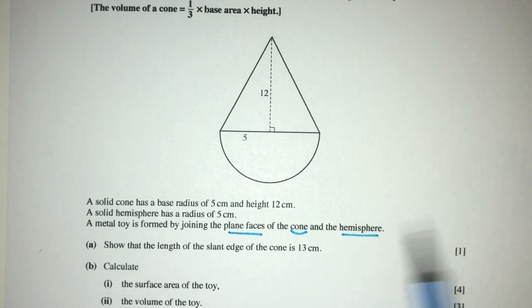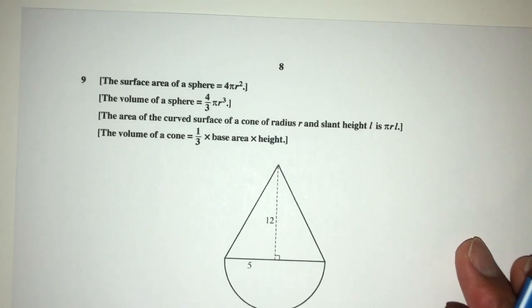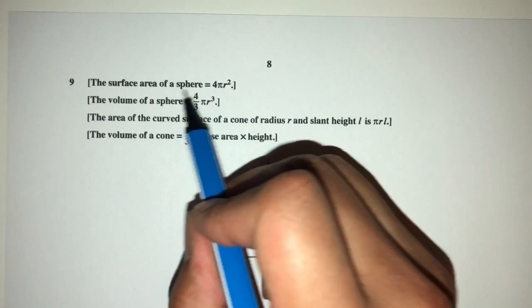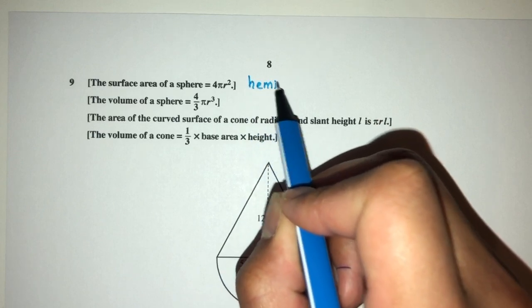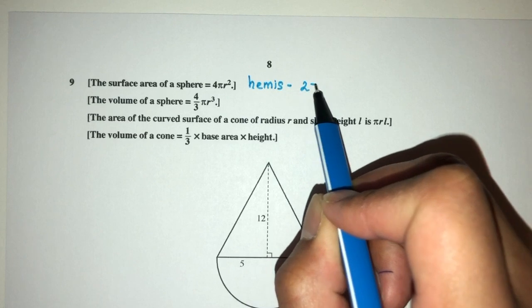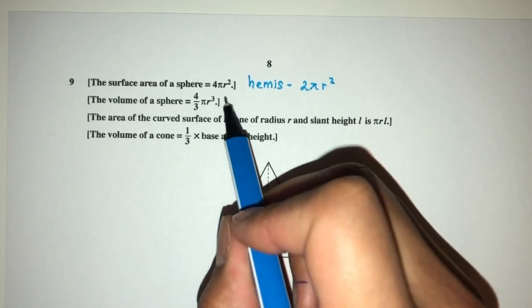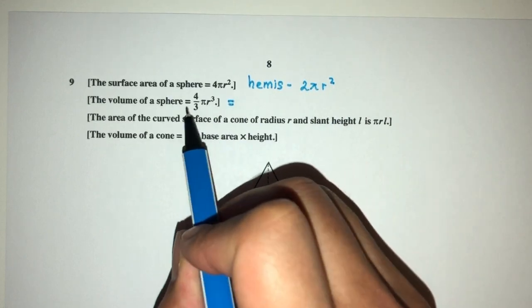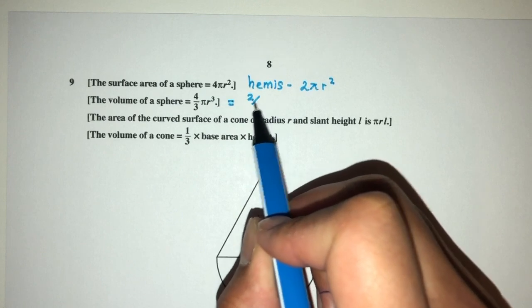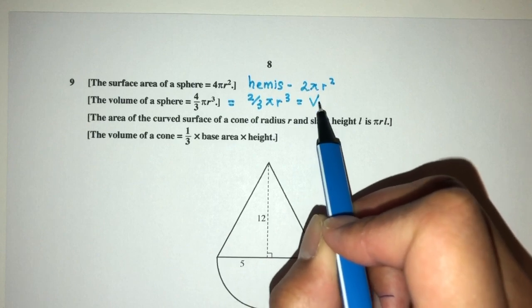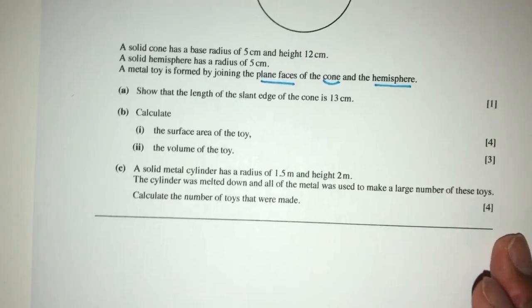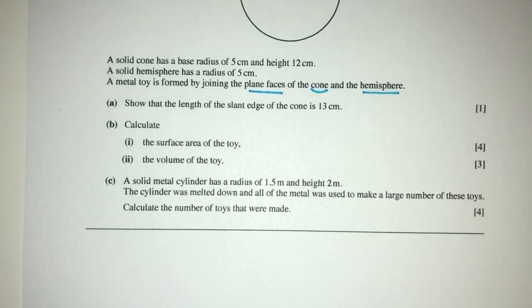Now we have a hemisphere, so let's correct the formulas we have. Sphere is this, hemisphere will be half a sphere, right? So the surface area formula will be 2 pi r square. Same thing, hemisphere will be half a sphere, so the volume of a hemisphere will be 2 over 3 pi r cubed. So let's move on to part A of the question.